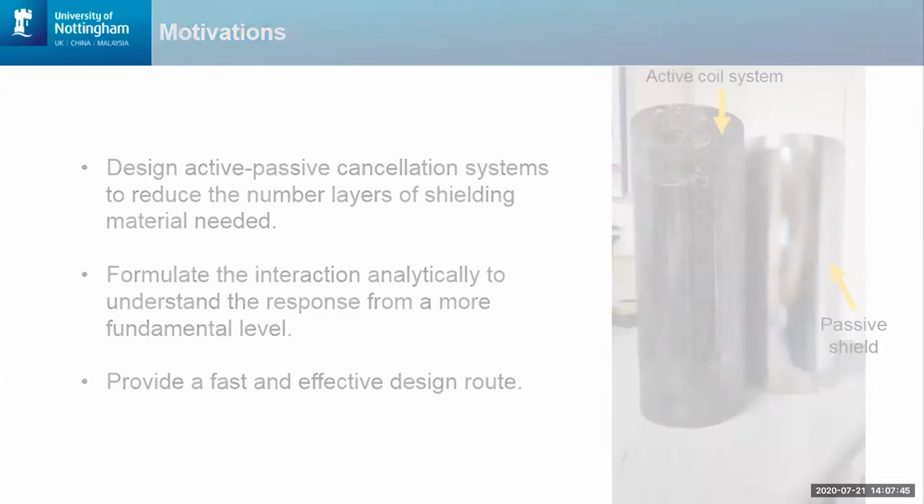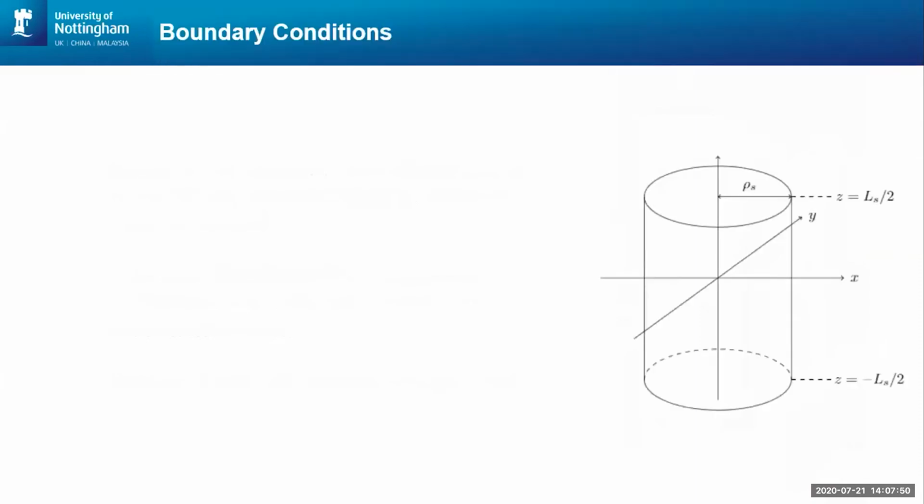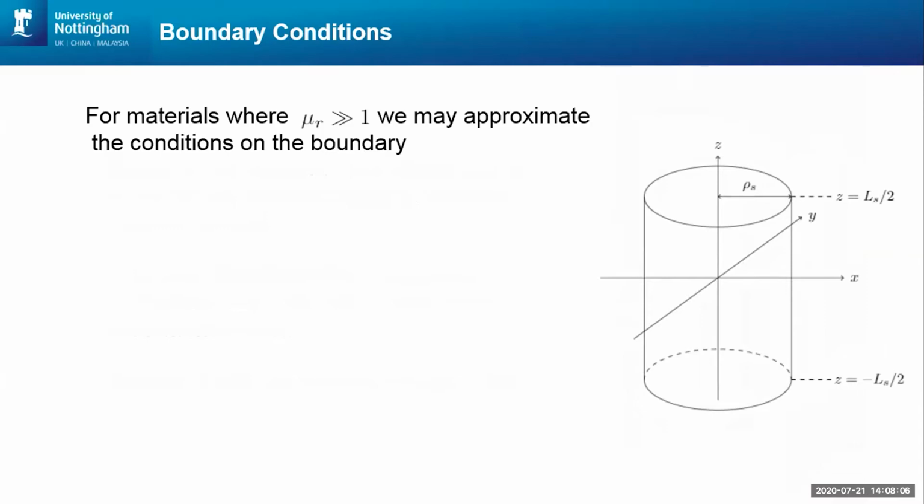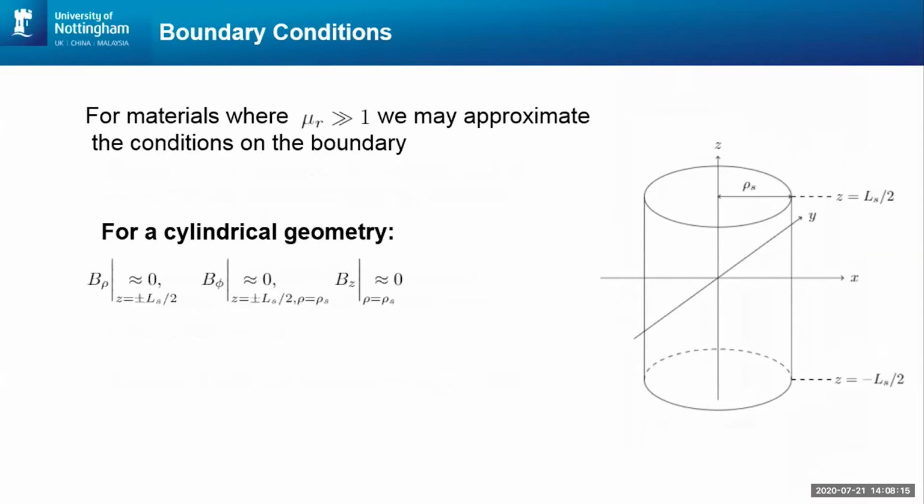And to do that, we first need to understand the required boundary conditions that need to be implemented into our model. So the interface conditions at a material surface require that the parallel component of the magnetic field B and the perpendicular components of the magnetic field strength H be continuous across the boundary. So for a closed high permeability cylinder of length Ls and radius rho s centered about the origin that's got a permeability much greater than 1, we can approximate these boundary conditions on the cylindrical surface.